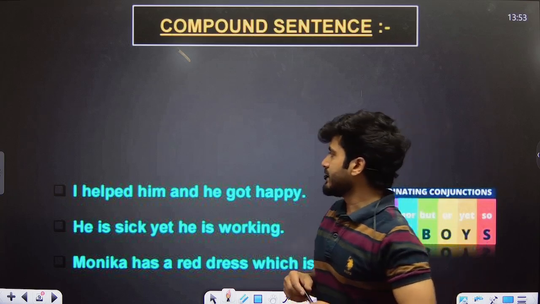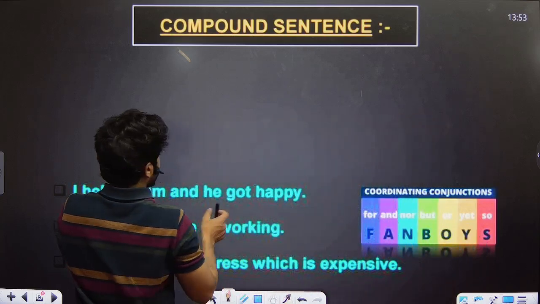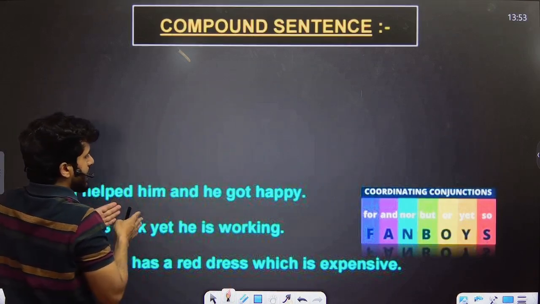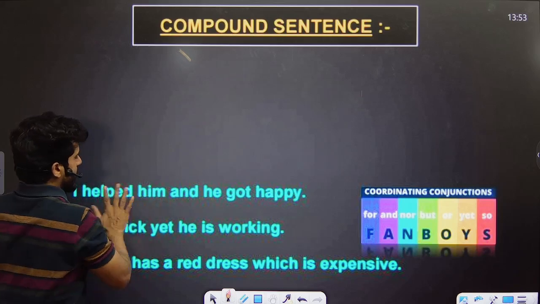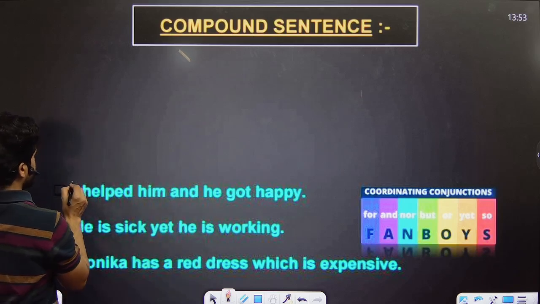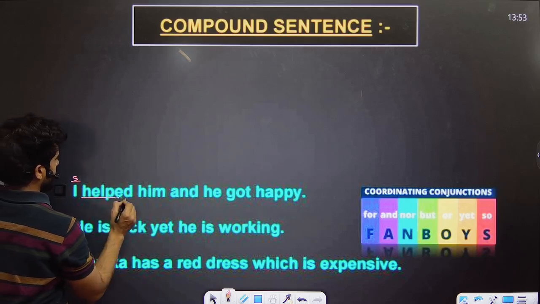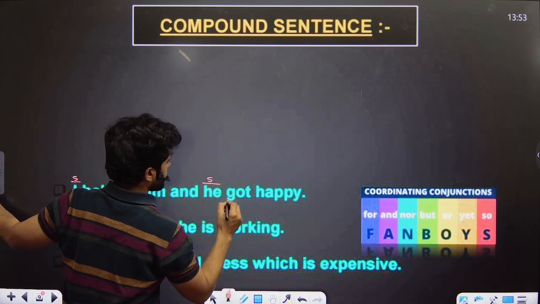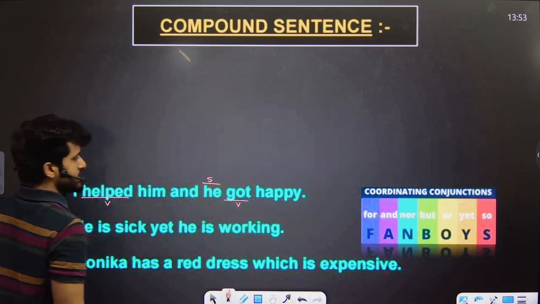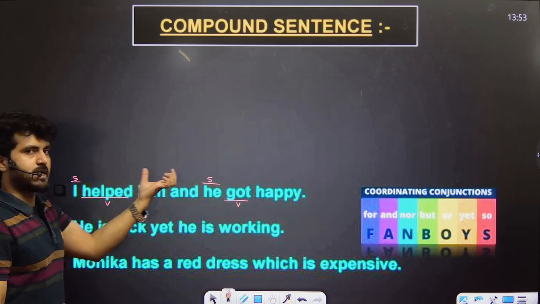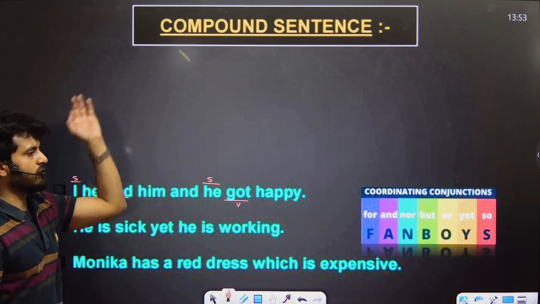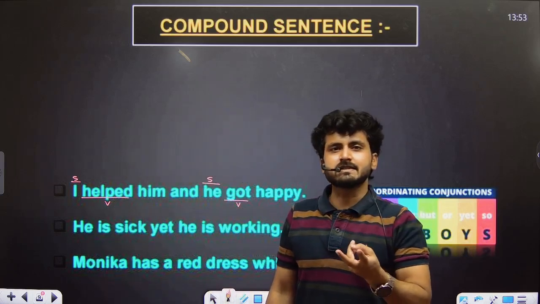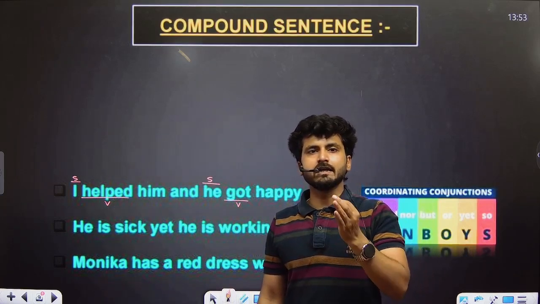Like if I say, I helped him, he got happy, both the sentences get equal contribution from the conjunction. So here you can observe one subject and one verb, and apart from that, one subject and one verb. That means you are going to get two subjects and two verbs in the case of compound sentences, and the two sentences will be joined by a coordinating conjunction.